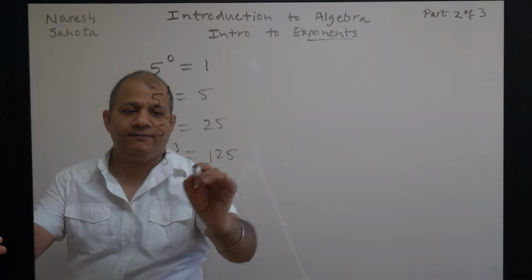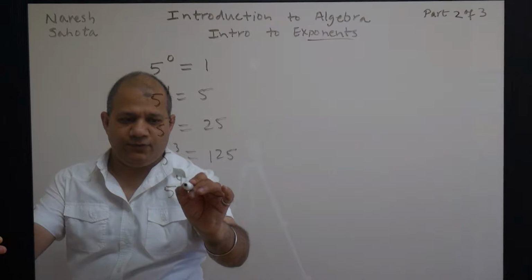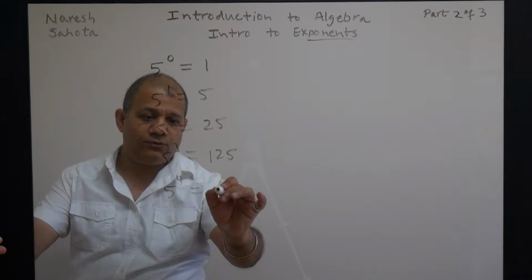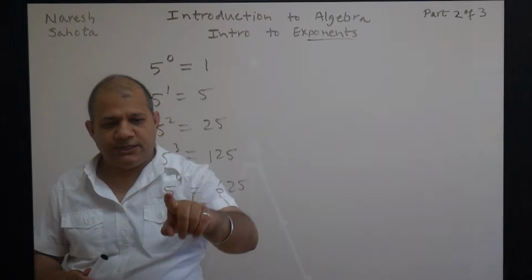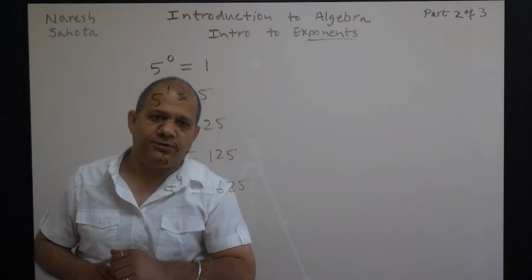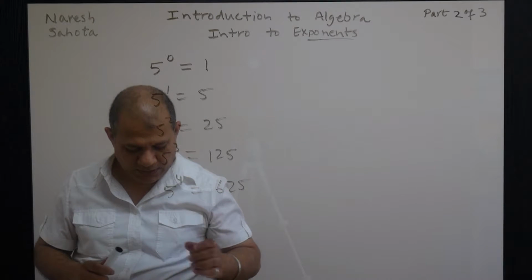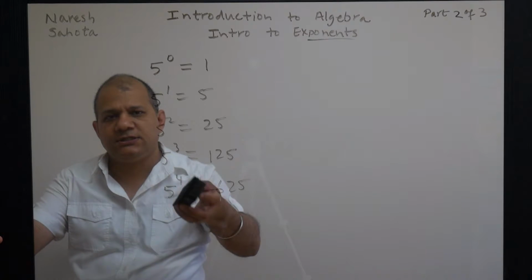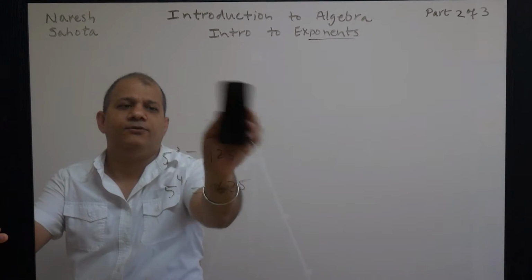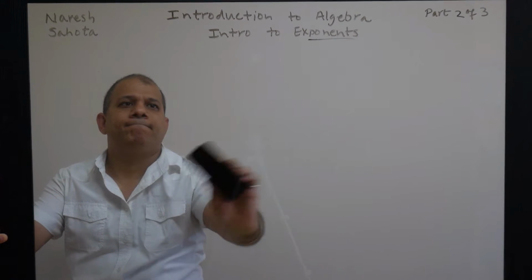that's 125, and then 5 to the 4 would be 625. So 125 times another 5 is 625. Alright, so I would say up to base 5, this is how many you should know.